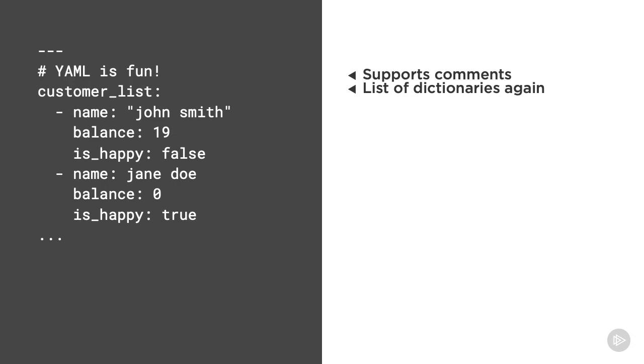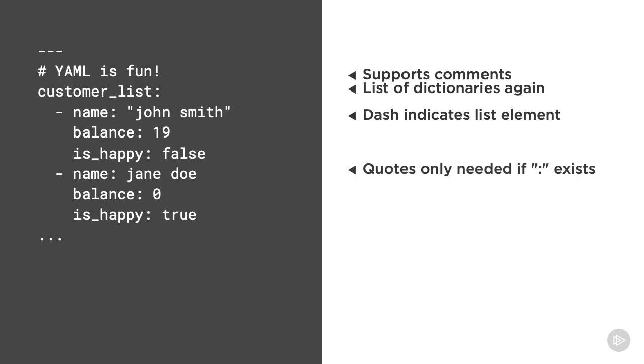Here, we have a list of dictionaries again. The dash in YAML is a point of confusion for many. It indicates the beginning of a list element, so in this case, we have a list of 2 dictionaries with 3 keys each. Although I recommend always quoting your strings, YAML doesn't require it unless the literal colon is contained in the string or you want to do fancy escaping. Just be aware of this caveat.